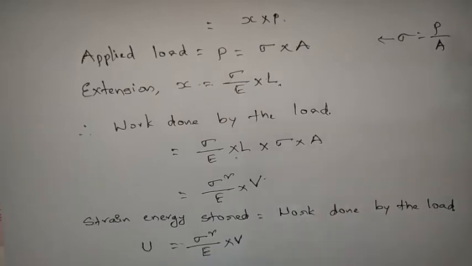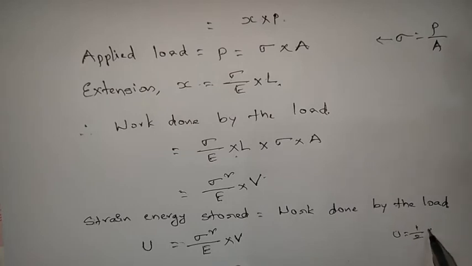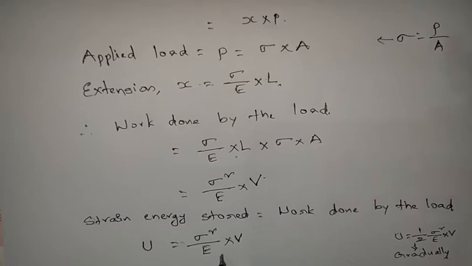But if you observe, the strain energy stored in the body when the load is applied gradually equals half into sigma square by E into V. It is for gradually applied load, and the other is for suddenly applied load. If you compare these two expressions, the strain energy stored in the body is 2 times the strain energy stored due to gradually applied load. So the strain energy is doubled when the load is applied suddenly.